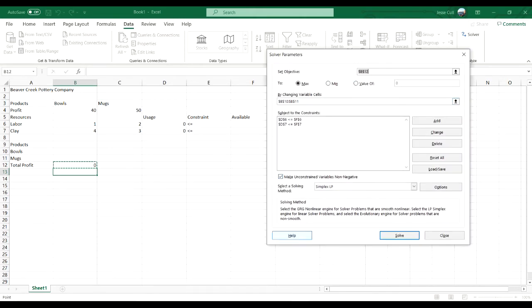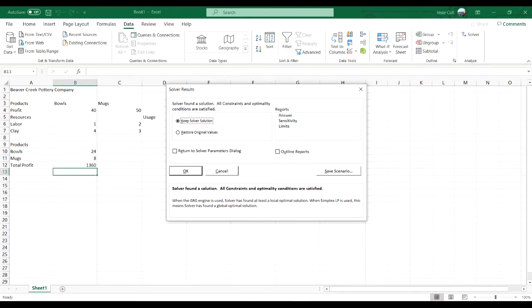So we're going to hit solve, and what the computer will do is run every possible permutation of bowls and mugs. For each one, it will calculate whether this is producing more profit. If yes, continue. It will continue until it reaches our constraints. Once it reaches our constraints, it will look at the total profit being produced and determine that this is the maximum profit possible. So we hit solve.